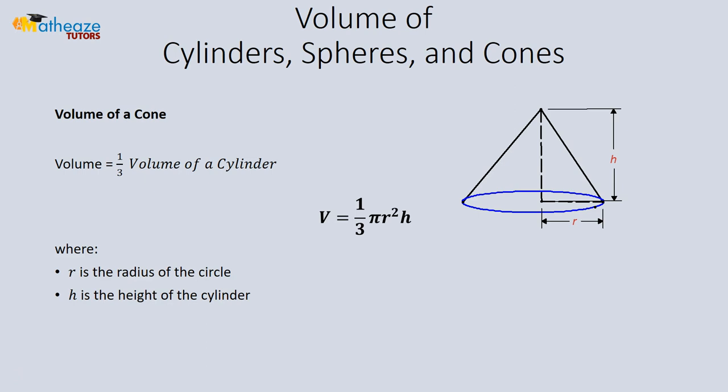Now we're dealing with the volume of a cone. In this case, the volume of a cone is 1/3 the volume of a cylinder. So here we know that the volume of a cylinder is pi r squared h, and so the volume of the cone is just that divided by 3, where r is the radius of the circle and h is the height of the cone.